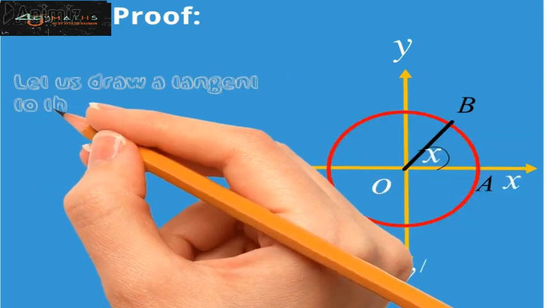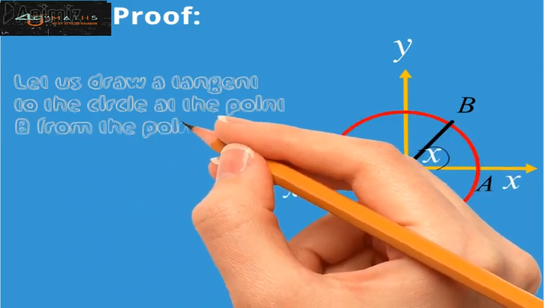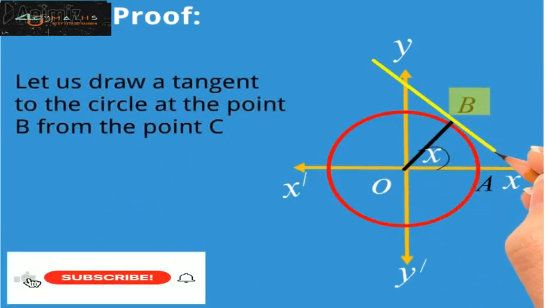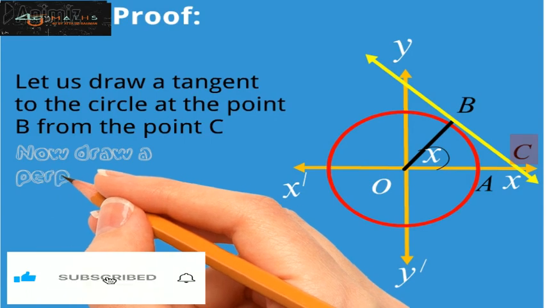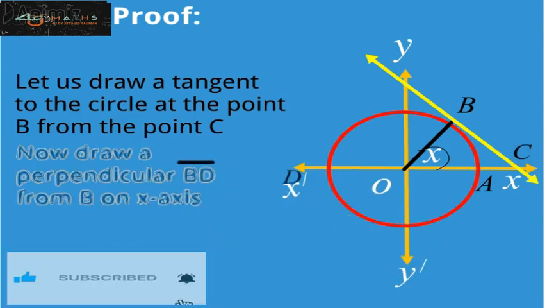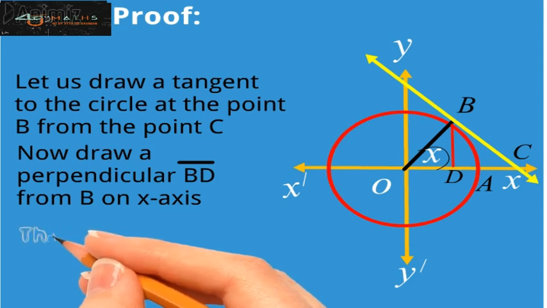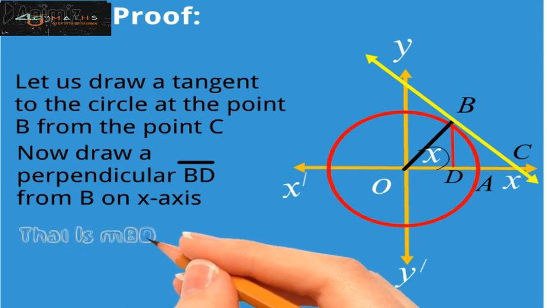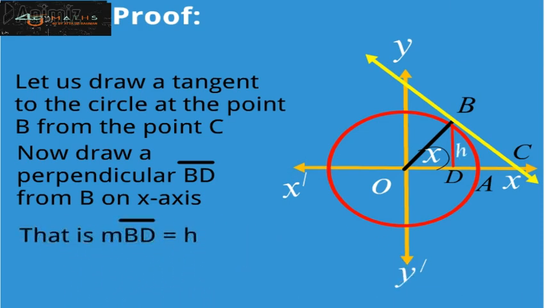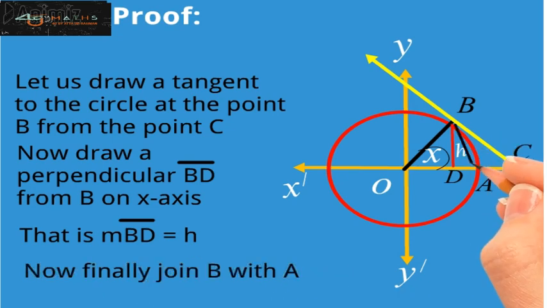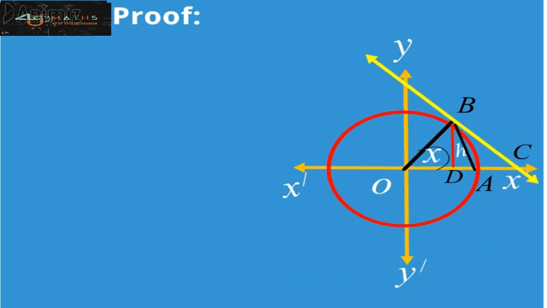Let us draw a tangent to the circle at the point B from the point C. Now draw a perpendicular BD from B on the x-axis. That is, the measurement of BD is equal to h. Now we finally join B with A. Now we separately consider the area of the figures involved in the diagram.